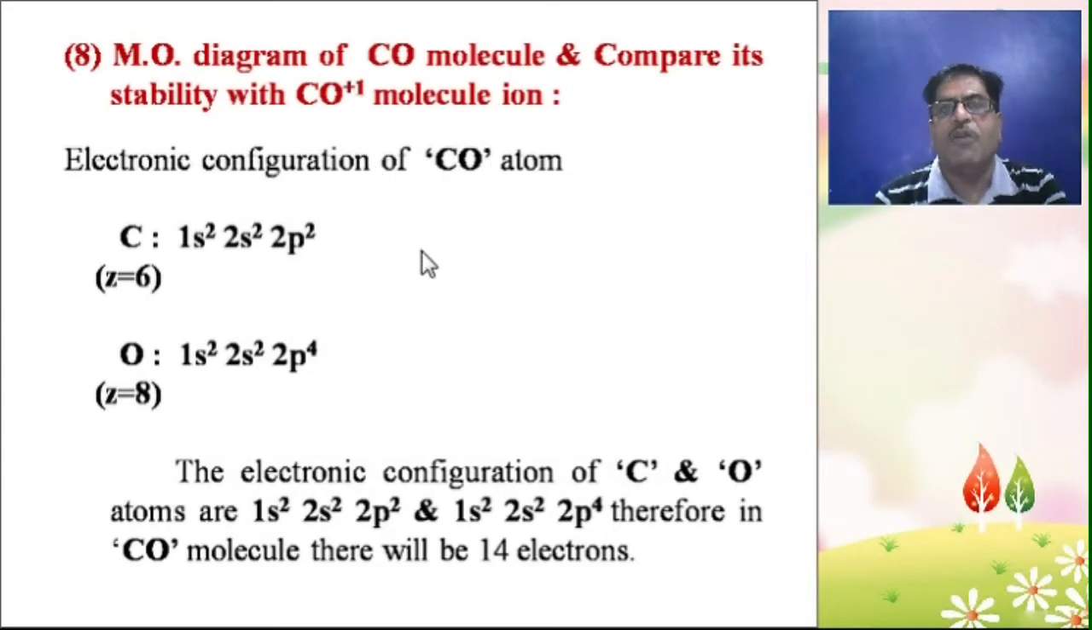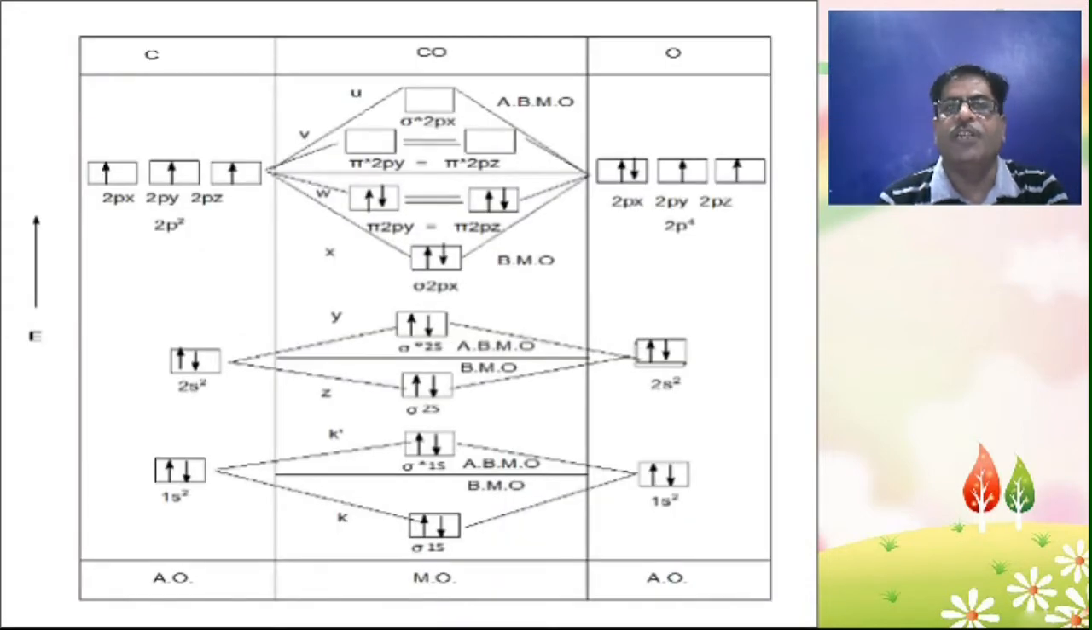Here the CO molecule is also a heteronuclear diatomic molecule. The electronic configuration of carbon and oxygen atoms are 1s2, 2s2, 2p2, and oxygen 1s2, 2s2, 2p4. Therefore, in the CO molecule, there will be 14 electrons.